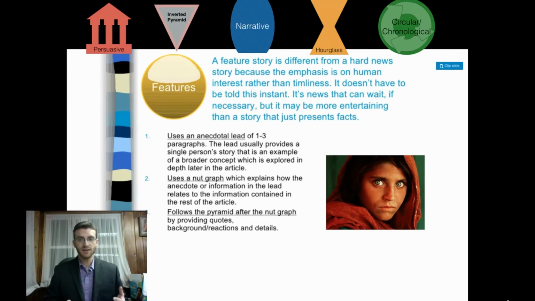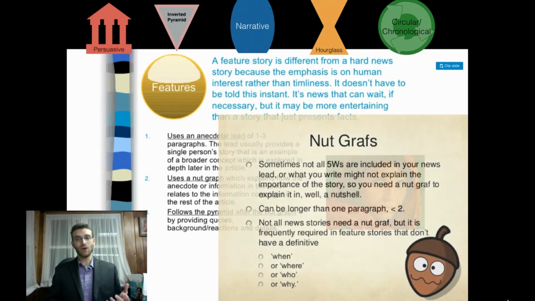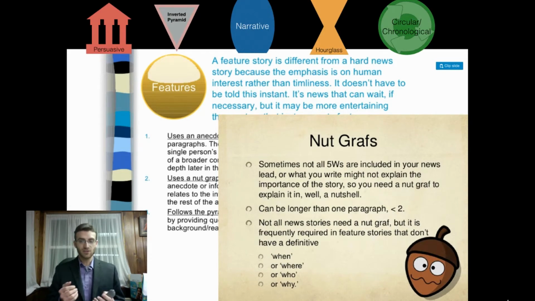And then you might find that you may not even have all of the 5 W's and 1 H, in which case you might need what's called a nut graph. These are especially useful when you don't have all of the facts at your disposal, but you still need to tell the story. So maybe you use some other sort of introduction, but then you might use, for example, an anecdote about someone who's experiencing the situation you're talking about.